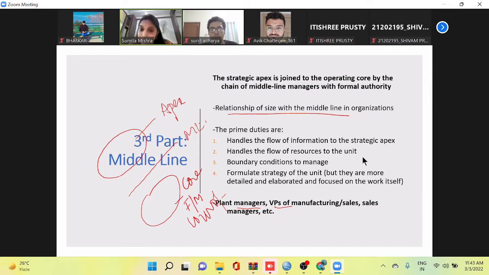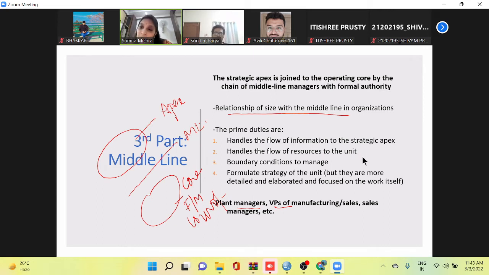Again, the director formulates the strategy of the unit. How many courses to run? What new programs to come? What new courses to be offered? How many students to come? Whether the students will be in a hybrid mode? All of that, in short, is looked at by the functional head of the school, in tandem with the university. So these are the prime duties of the middle line.